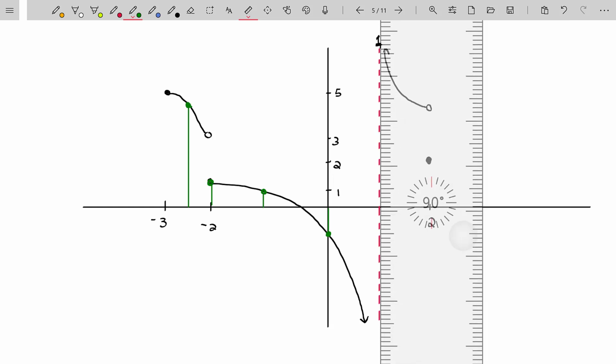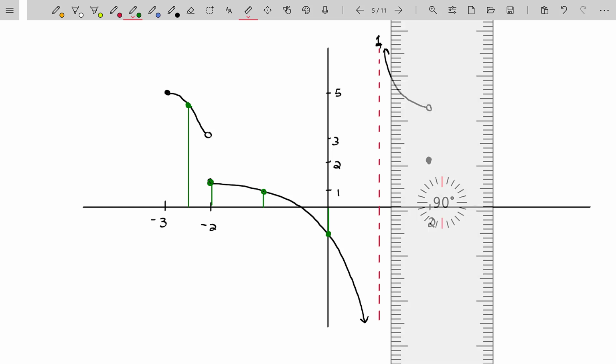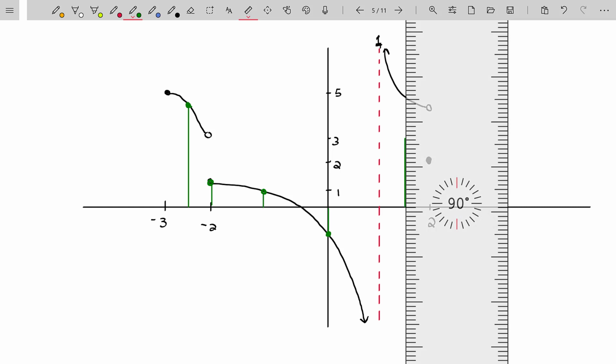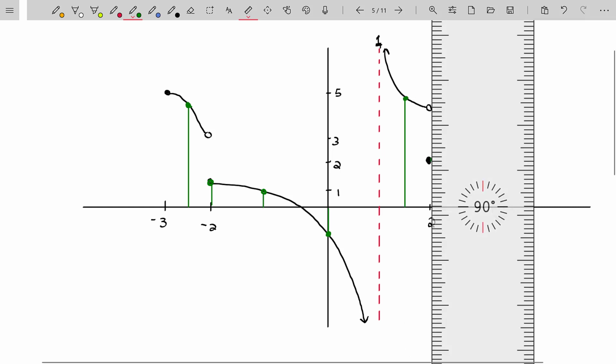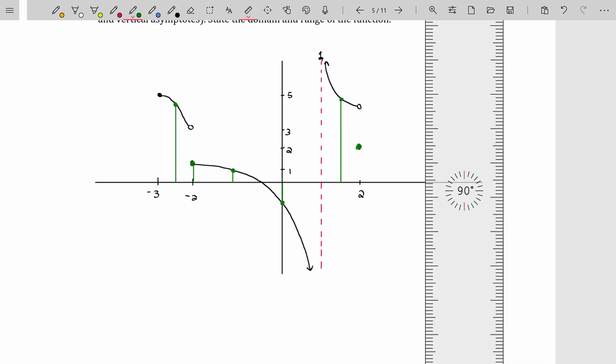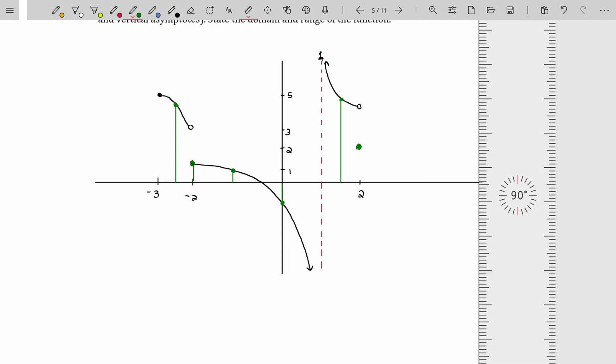If I plug in x equals 1 though, that's a problem. There's no y value associated on the graph with x equals 1. So x equals 1 is not in the domain of this function. I could plug in x equals 1.5, for example, and I could plug in x equals 2. So judging from what we've written here, the domain goes from -3 to 2. That's the set of x values I can plug in, with the exception of x equals 1.